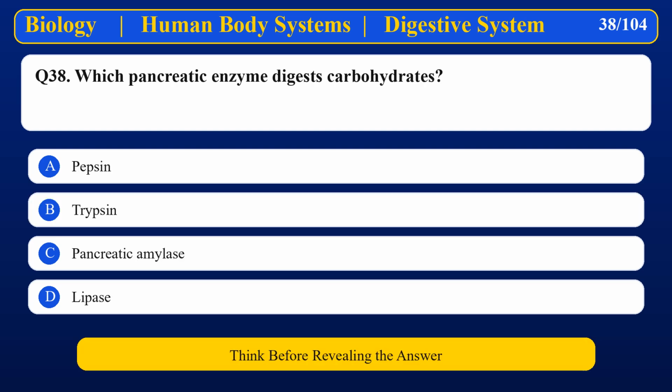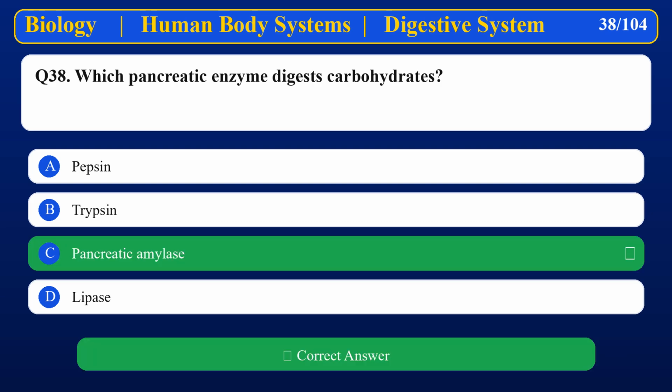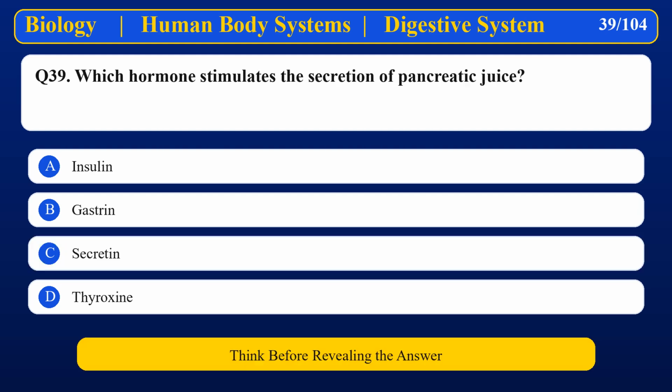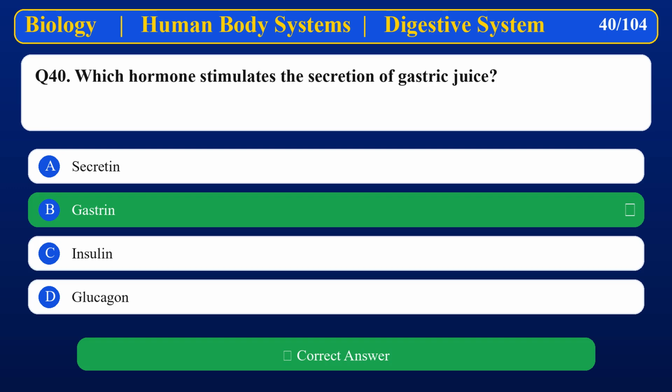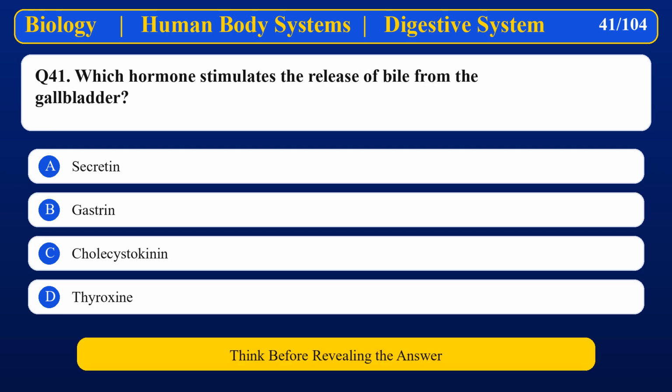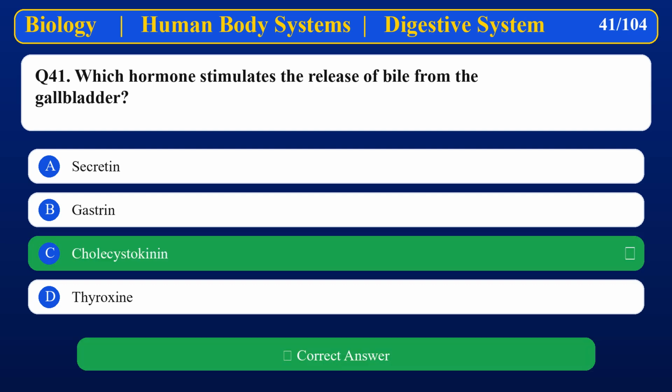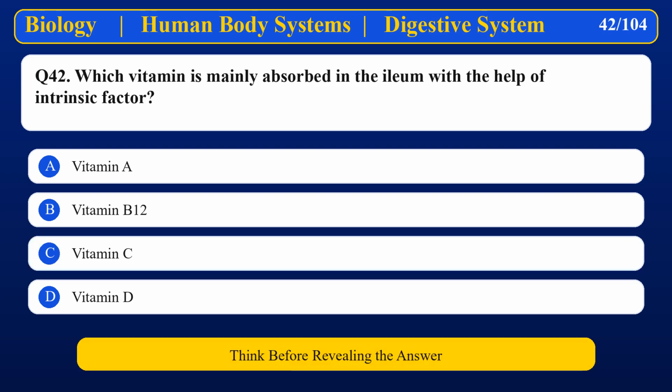Which pancreatic enzyme digests fats? Lipase. Which pancreatic enzyme digests carbohydrates? Pancreatic amylase. Which hormone stimulates the secretion of pancreatic juice? Secretin. Which hormone stimulates the secretion of gastric juice? Gastrin. Which hormone stimulates the release of bile from the gallbladder?